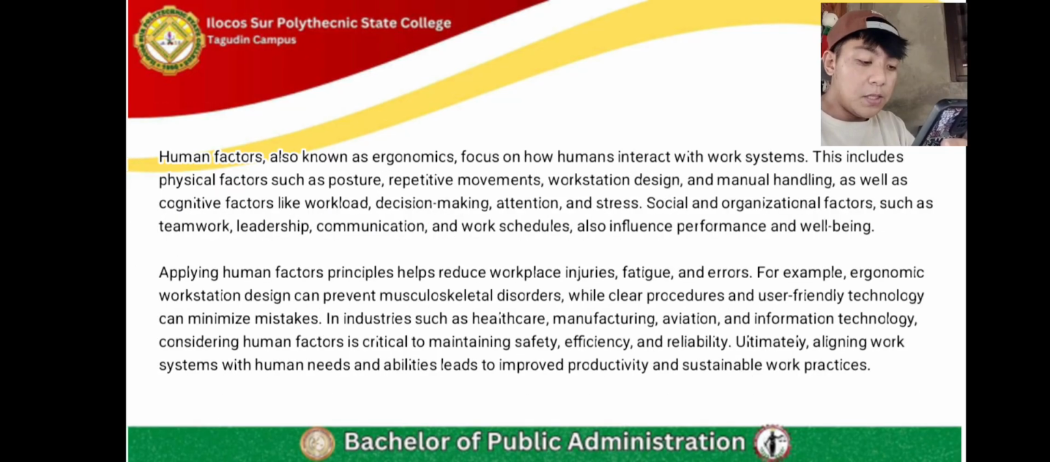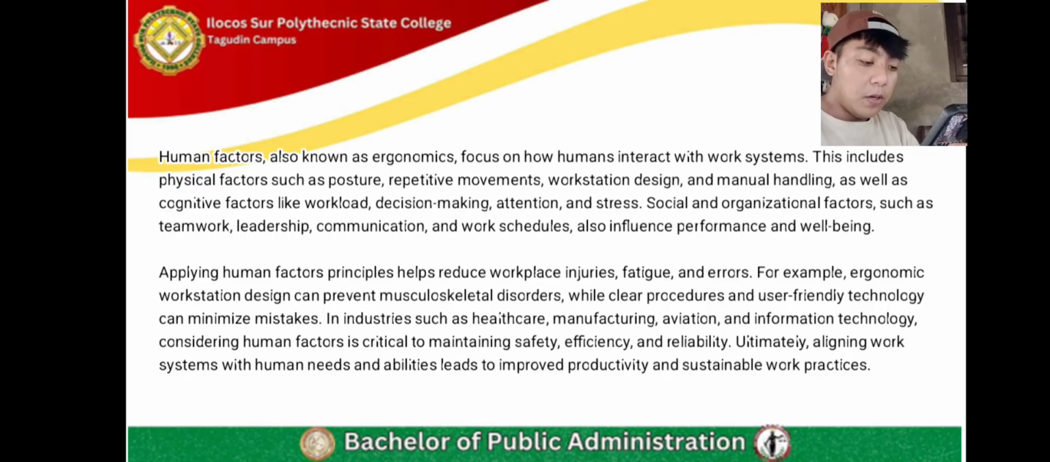The study of work systems and human factors is increasingly important. Work systems include connected elements, including workers, technology, tasks, procedures, and the environment, and these elements function together. Poorly designed work systems can lead to errors, accidents, and low productivity, while well-designed systems promote safety, quality, and job satisfaction.